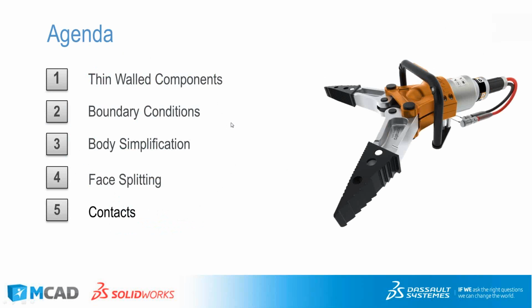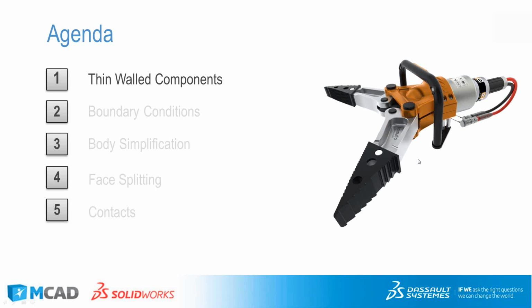So we're going to have a couple things we're going to talk about today. On our agenda, we're going to talk about thin-walled components. We're going to talk about how boundary conditions affect what we're doing. We're going to talk about how body simplification is important. We're going to talk about face splitting and how it's useful when we want to apply loads in a very specific manner. And then we're going to talk about contacts and why specifying contacts is important.